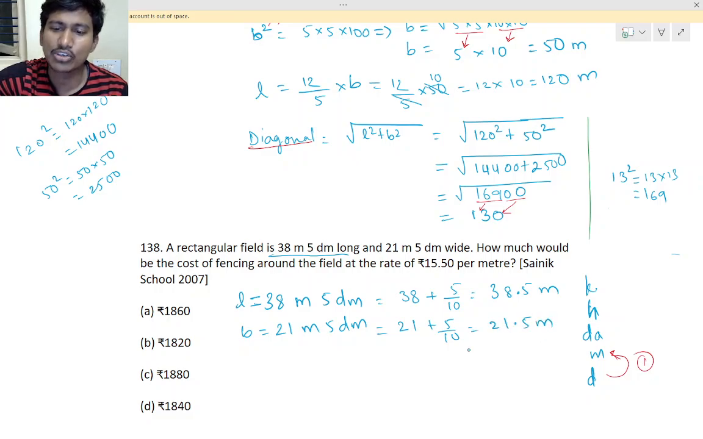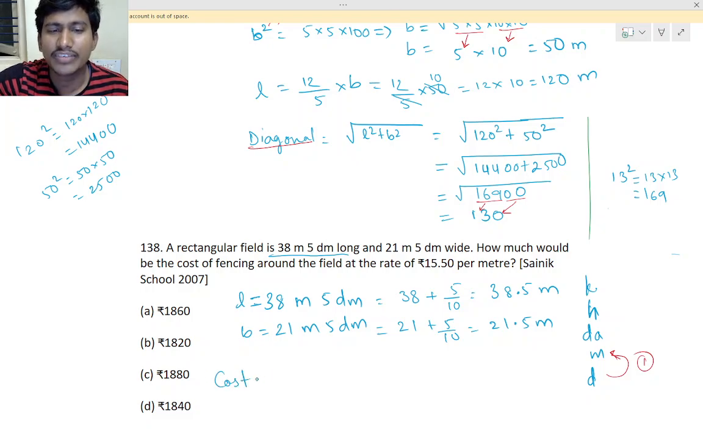28.5 meter, because 10 means one decimal place will come. So that will be the length and breadth. So 21, not 28. Okay, 21.5. Yes, so here how do we find the cost?